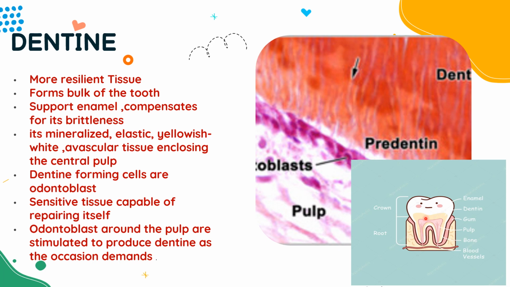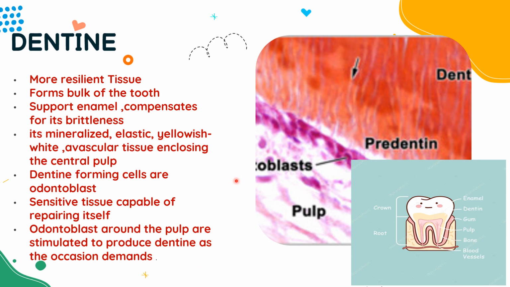Okay, so dentine forming cells are also called odontoblasts, and dentine is a sensitive tissue, not an insensitive tissue like enamel. It is a sensitive tissue, and it has the quality of repairing itself when the occasion demands. Okay, the odontoblastic cells around the pulp are stimulated to produce dentine as the occasion demands.